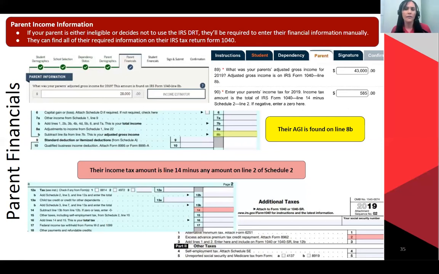As well, if the amount is negative, you would enter 0 in place of that negative number. Again, if you're looking at the tax return and you see a negative number, you would enter a 0 in place of that negative number. Okay. We can go ahead and go to the next slide.